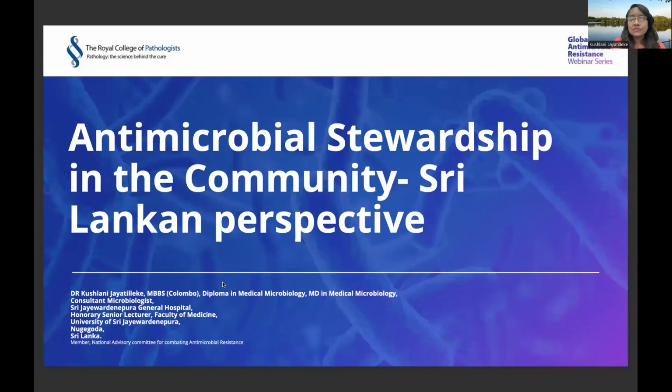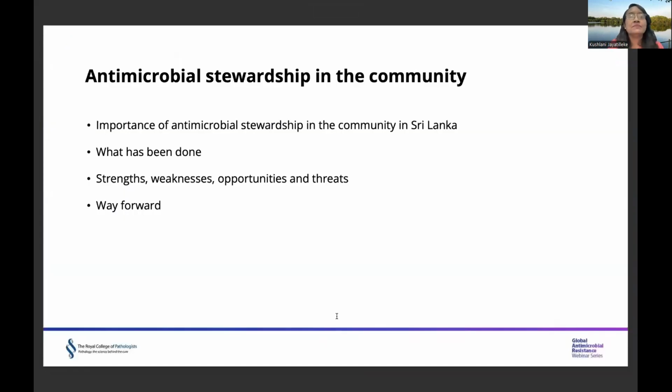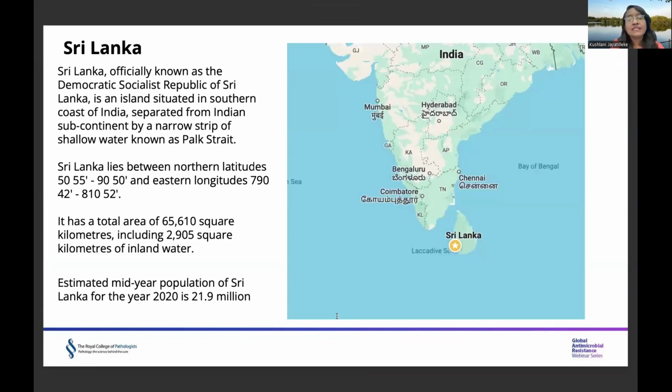So I'll be talking about the importance of antimicrobial stewardship in the community in Sri Lanka, what has been done so far, the strengths, weaknesses, opportunities, and threats we have, and the way forward. Sri Lanka is an island of 65,000 square kilometers with a 22 million population in the Indian Ocean. And it's a low middle income country.